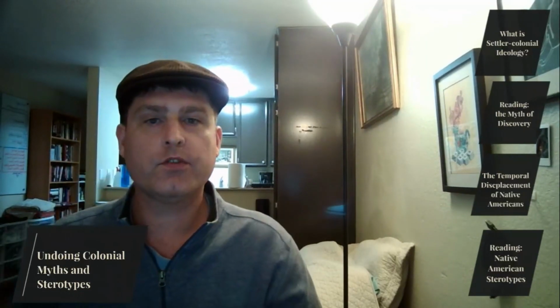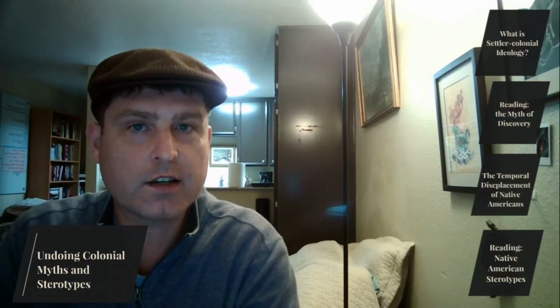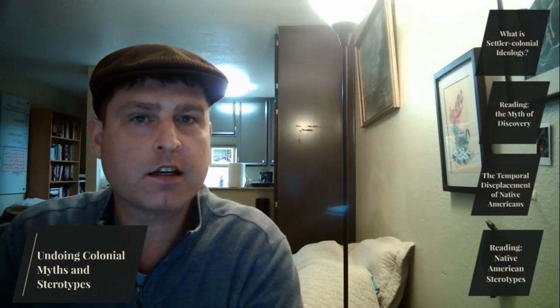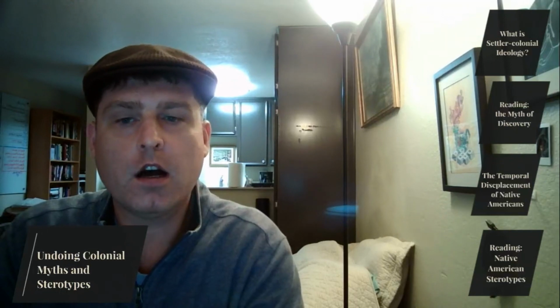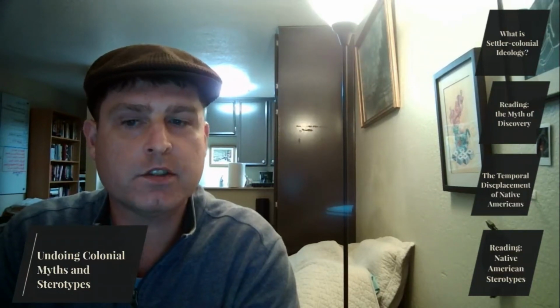First, let me define some key terms that can help me unpack these issues. The first is settler colonial ideology. We need to do this step by step. First, what is settler colonialism? This is closely related to imperialism and colonialism in general. Settler colonialism is a term used to describe a specific type of colonialism that is based on the occupation and settlement of another society's land, and also the displacement of indigenous peoples from that land.